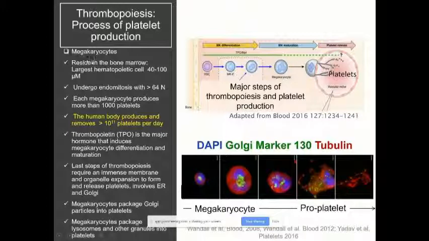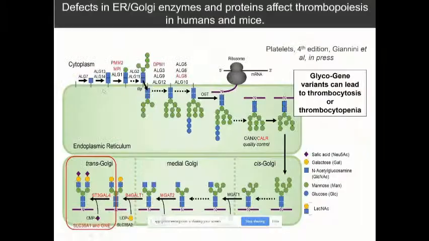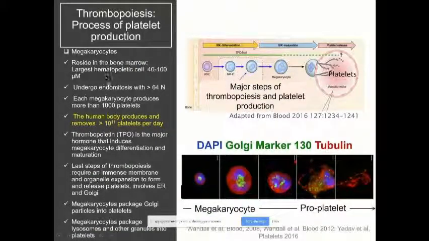So megakaryocytes reside in the bone marrow. They are actually the largest hematopoietic cells, which can be between 40 to 100 microns. They undergo, as I said before, endomitosis, and they can reach up to 64 N. So they have 64 nuclei in this large, gigantic cell. Each megakaryocyte can produce 1,000 platelets. The human body actually produces over 1 billion platelets. So in the equation of whole blood production, these are actually not counted because it's 1 billion of cells again. And thrombopoietin is the major hormone that induces megakaryocytes to differentiate and to mature.